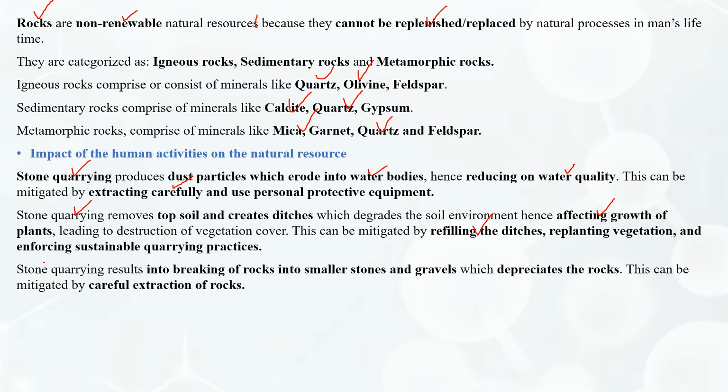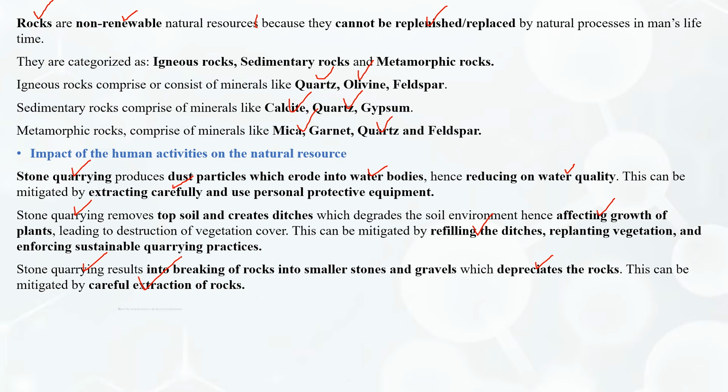Then also stone quarrying results into breaking of rocks. Still, the human activity is stone quarrying, breaking rock into small gravels which depreciates the rocks. This can be mitigated by careful extraction of rocks. But we said we don't need very many points. Here I encourage people to give only 2 or even 1, which is very well explained.